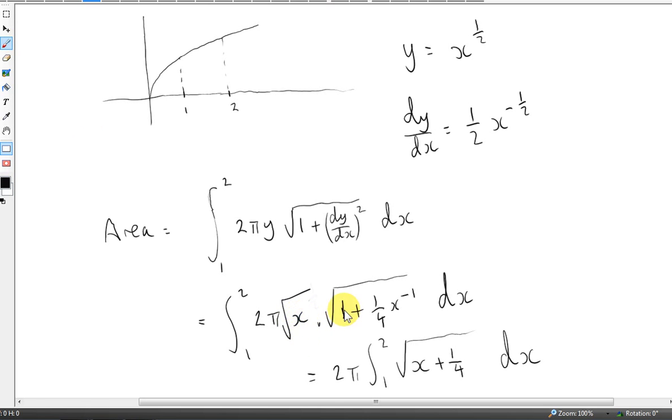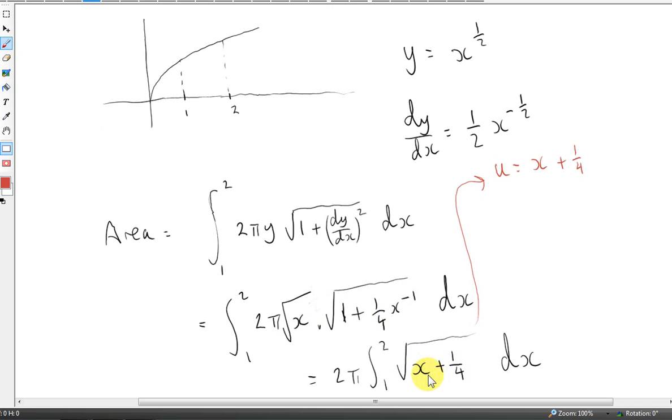So now when we multiply these terms, we can just multiply x by what's inside this square root, and we just have a single square root term. x by 1 is x. x by a quarter x to the minus 1 is a quarter x to the 0, which is a quarter. Now to simplify this down, we just make the substitution u equals x plus a quarter, because then we're getting the square root of u. So this expression will reduce to an expression with just one term in it, the square root of u, which we can handle.